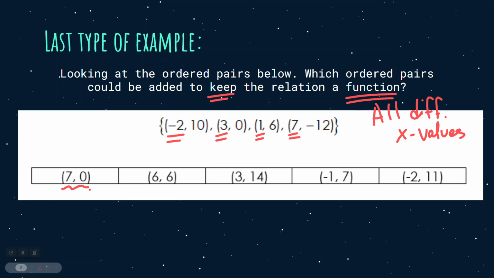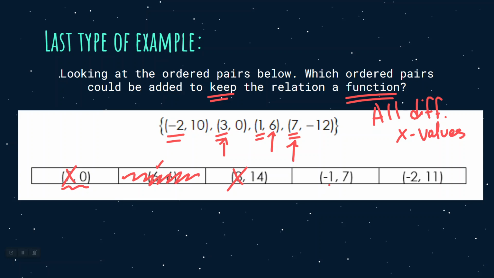So if I add 7, 0, that's not going to be a function because I already have a 7 there. I can't add an x value that's already existing in there. 6, 6. I have that y value of 6, but I don't have an x value. That's okay. I don't care about the y value at all. I don't have an x value of 6, so I could add that one. I already have a 3 here, so I cannot add a 3, 14 to this set of ordered pairs.